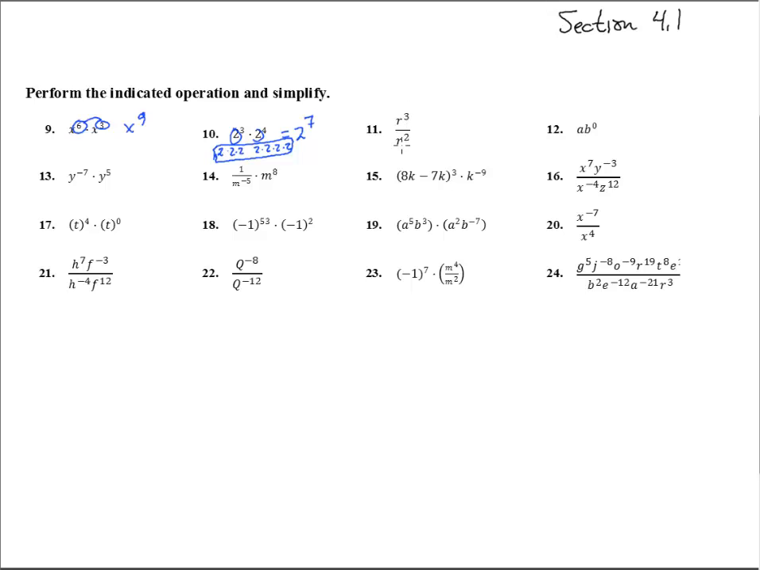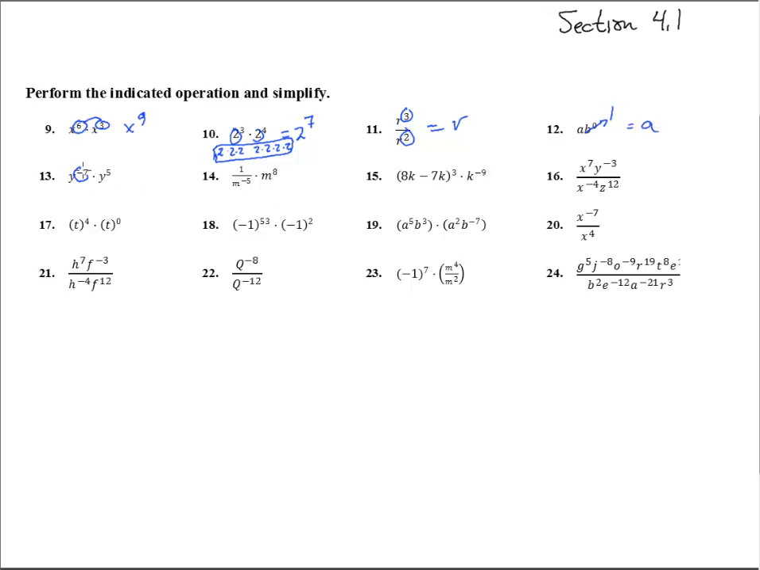This rule right here, we are dividing, so we're going to subtract those two exponents, so we get r to the 1, which is just r. Here is a 0 exponent. Now, anything to the 0 power is 1, so this is just a times 1 equals a.